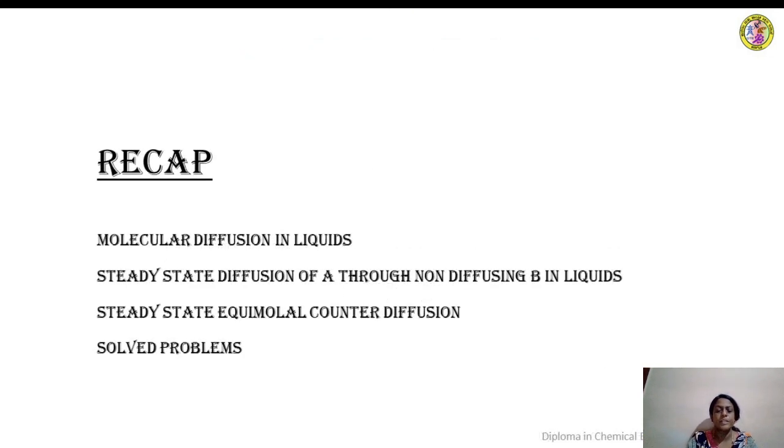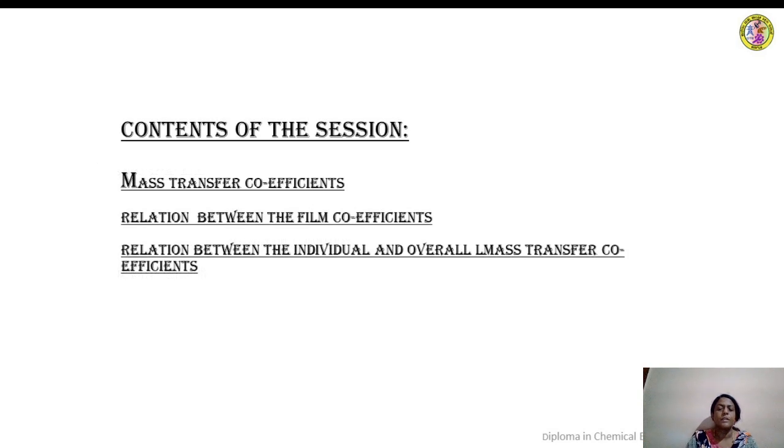In the previous session, we took up a topic of the molecular diffusion in liquids. So under that, we derived an equation to estimate the rate of diffusion, that is Na, in case of steady state diffusion of A through non-diffusing B, and also we derived the equation for steady state equimolar counter diffusion. So we also solved a problem using the derived equations. So let us now see what we are supposed to learn next in the unit.